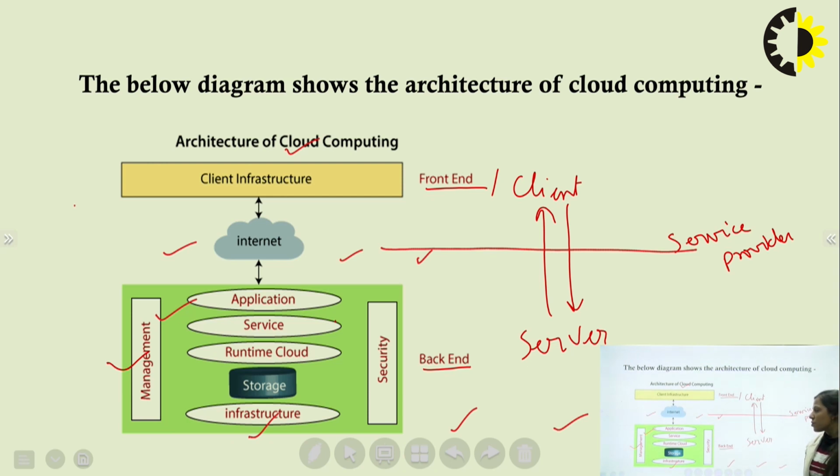This was the architecture. So this is how we have discussed all the architectures. This was the internet, where it communicates between the front end and the back end, and these are the various components of your backend part, where we have our applications, services, runtime, cloud, storage, and the infrastructure. It manages all these components through the management component, and it provides security through the security component. So this is the basic cloud computing architecture.